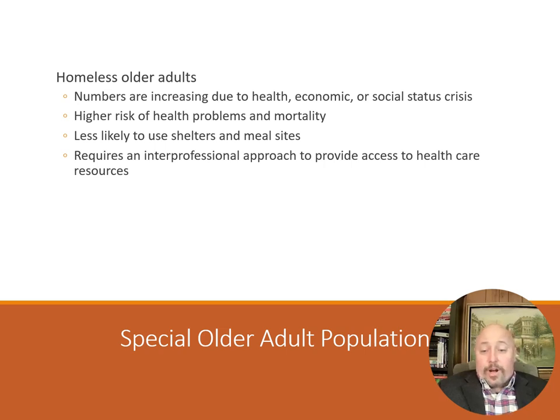Higher risk of health problems and mortality go along with this. And the health conditions with homelessness are everything from lack of nutrition related, but also communicable disease. Tuberculosis rates are 10 times higher in the homeless population when compared to the rest of the population. Unfortunately, the elderly are much more vulnerable as well, less likely to use shelters and meal sites, and they really do require an interprofessional approach to provide access to healthcare resources, get them the resources they need.